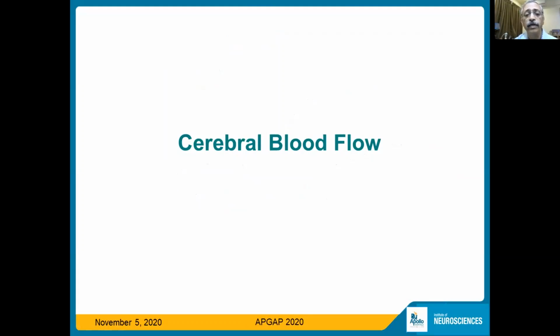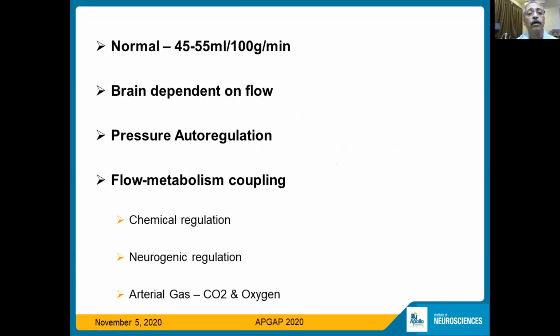And because of its high activity, there is always a need for an increase in the flow whenever there is an increase in the requirement of substrates. The normal cerebral blood flow is about 45 to 55 ml per 100 grams per minute. And we also know that the brain is completely dependent on the flow for its substrate delivery because it does not have much reserve in the form of glucose storage.